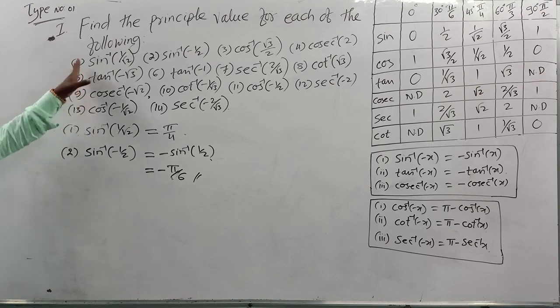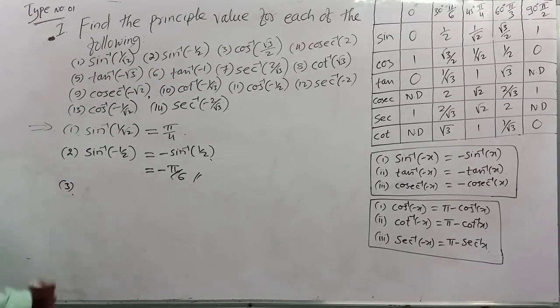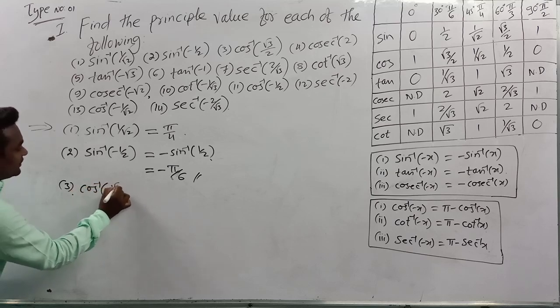Now in the same way. The third one is cos inverse root 3 by 2.